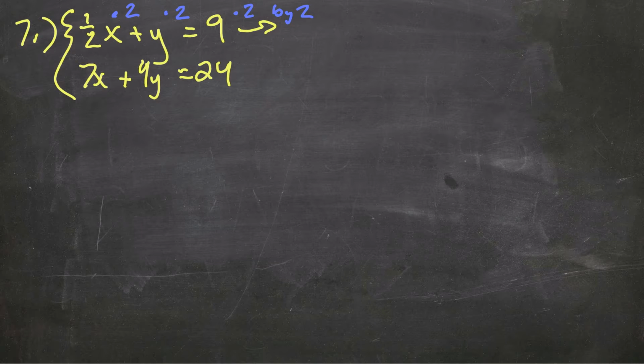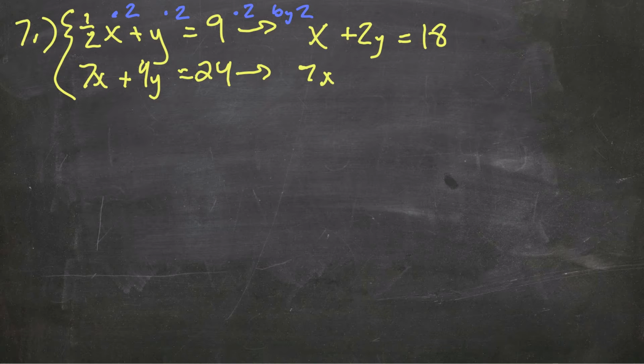This is a good way to set up our next lesson. So I really like this idea of multiplying everything by something. Just make sure you do it correctly. I multiply all 3 things by 2. 1/2 x times 2 is just x. Y times 2 is just 2y. 9 times 2 is equal to 18. I didn't change this bottom one. I left it the same.